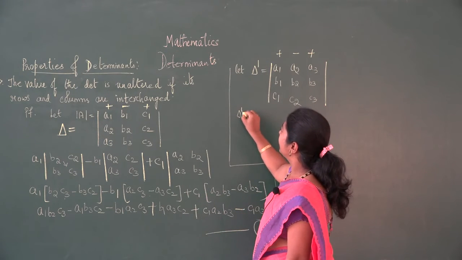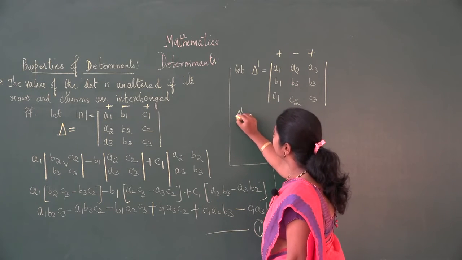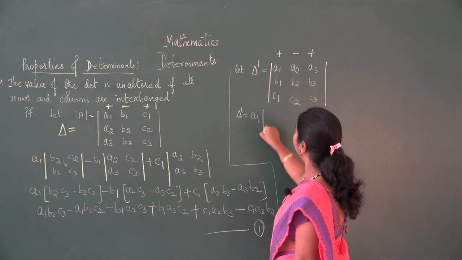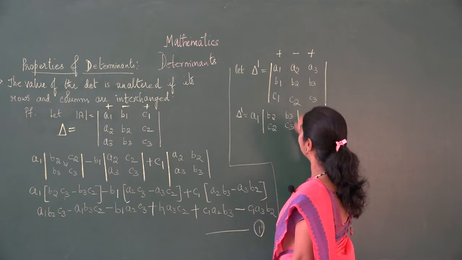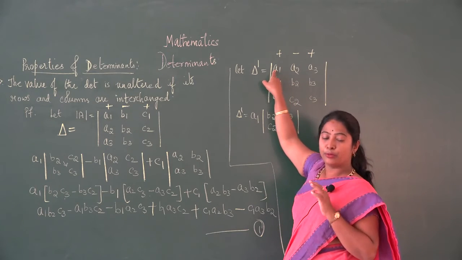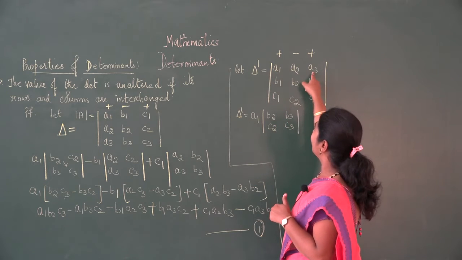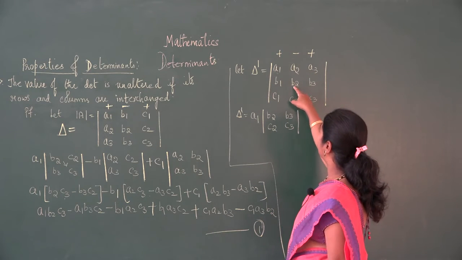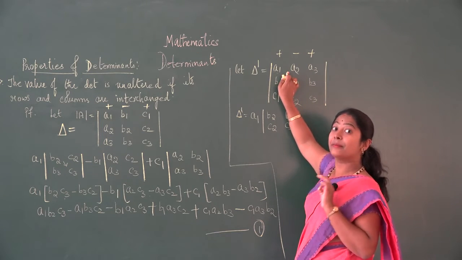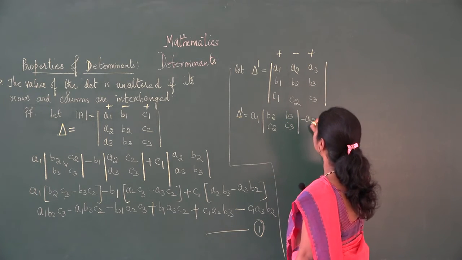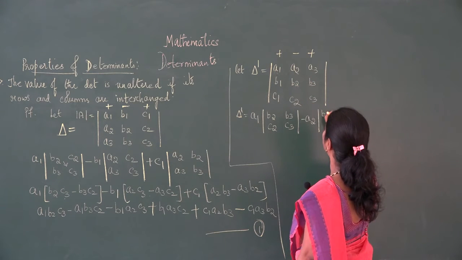So what is delta dash? Which element are we supposed to consider? A1. That is A1 into B2, B3, C2, C3. When we consider A1, we are supposed to leave A1th row and A1th column. So when we leave A1th row and A1th column, what are the elements left? B2, B3, C2, C3. Similarly, what A2 is it? It is minus A2. Minus A2 into, leave A2 row and A2 column. What are the elements?